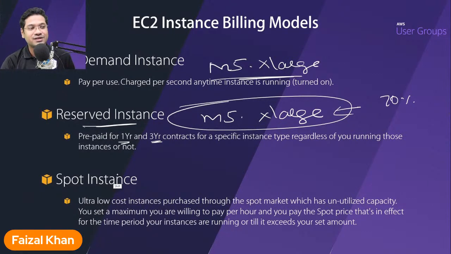So the idea here is that you go for a reserved instance contract if you know for a fact that you need a certain number of systems for the entire year, so you can get a lower price for that.